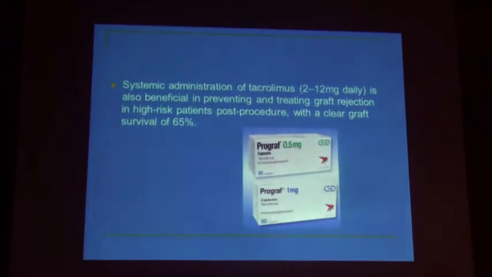The other medication is tacrolimus. We can use it at 2 milligrams up to 12 milligrams daily, and its benefit is in preventing and treating graft rejection in high-risk patients. But this medication has a high incidence of malignancy formation, especially the topical type.